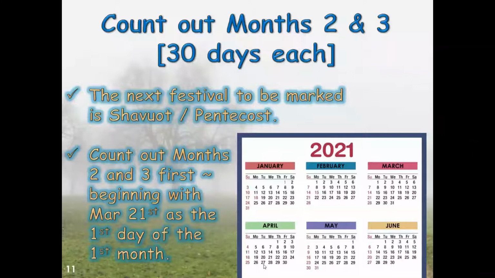1, 2, 3, 4, 5, 6, 7, 8, 9, 10, 11, 12, 13, 14, 15, 16, 17, 18, 19, 20, 21, 22, 23, 24, 25, 26, 27, 28, 29, 30, the 19th. I counted wrong. 30, the 19th. So the 20th is the first day of the third month.